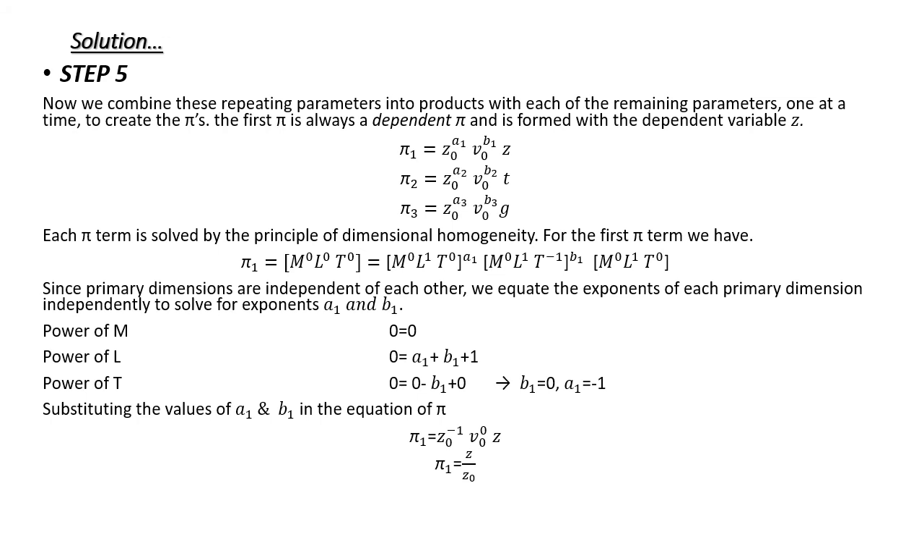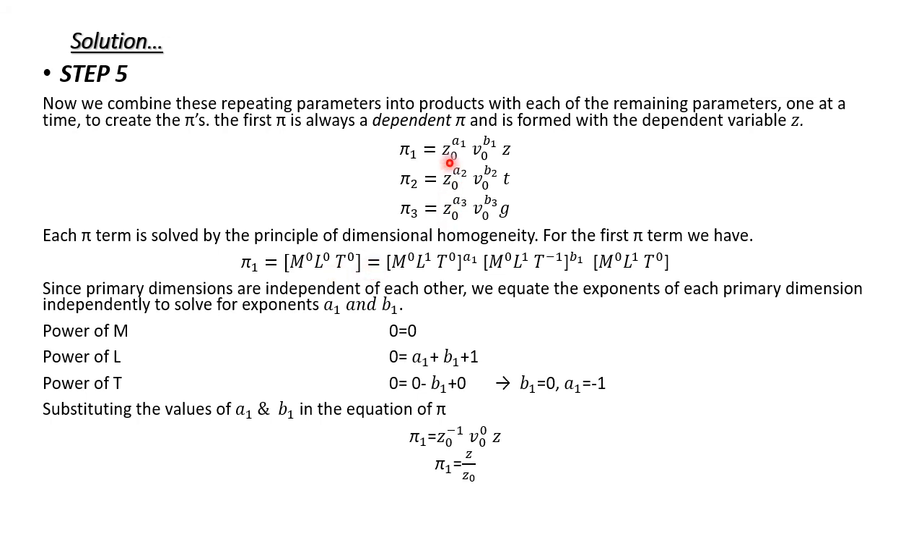Understood? Now we need to consider each pi term, write the dimensions for z0, v0 and z, and equate the powers of the dimensions on the left hand side and right hand side, and get the expressions for a1 and b1. So let us consider the first pi term. Pi 1 is dimensionless, so I have written m0 l0 t0, because it is dimensionless, equal to, what is z0.